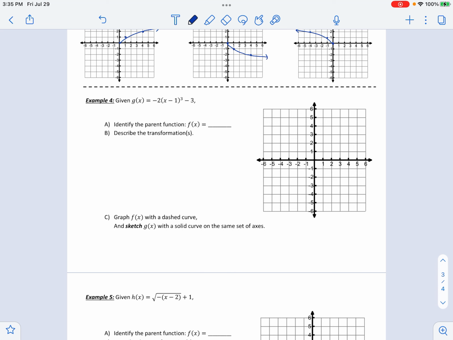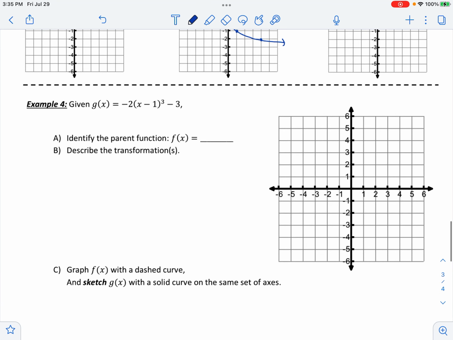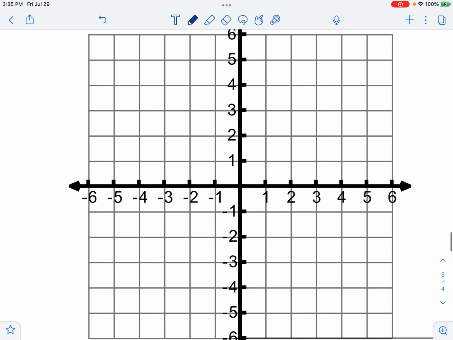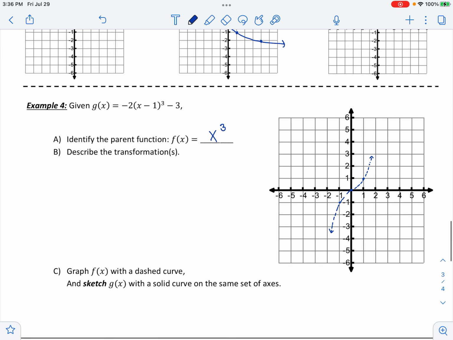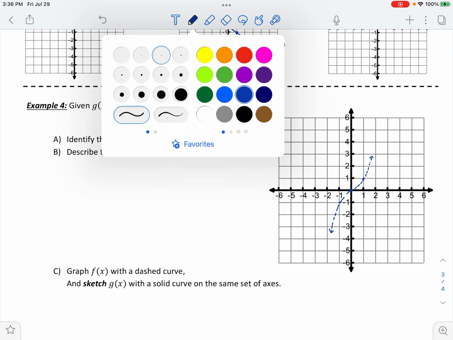Okay? All right, so first off, what is the parent? If you look right here, this is x cubed. So my parent is x cubed. And I'm going to start by graphing the parent. So I'm going to do 0, 0, 1, 1, negative 1, negative 1, and then dashed. That's good enough. Okay, there's the parent. Done.